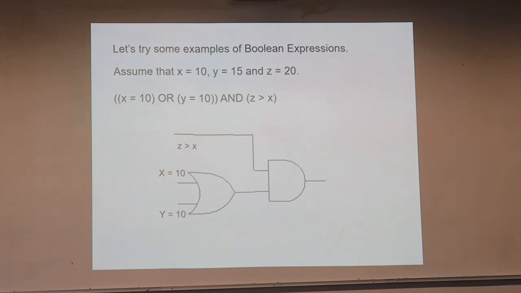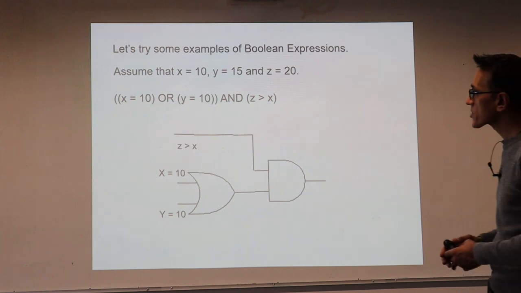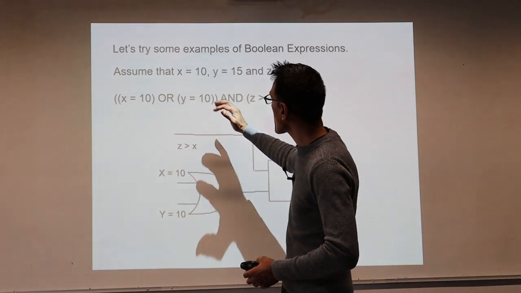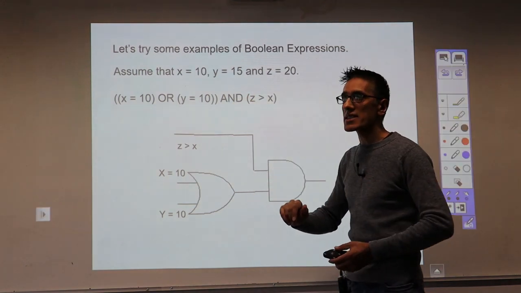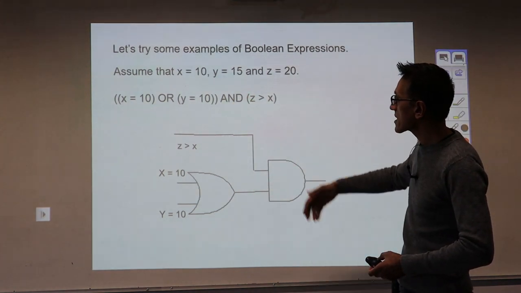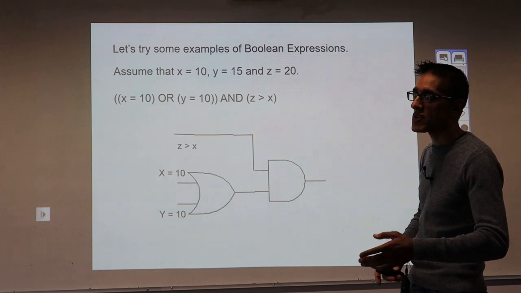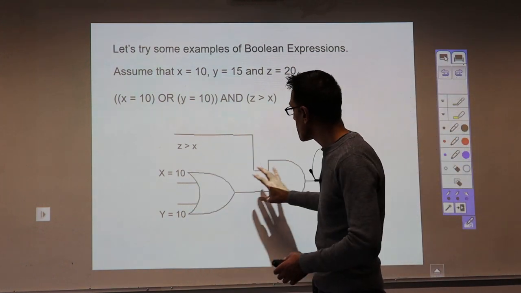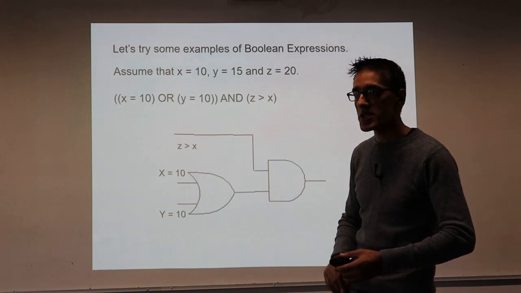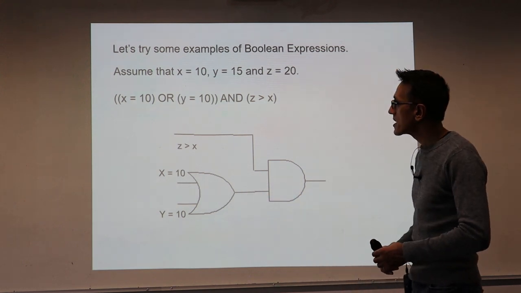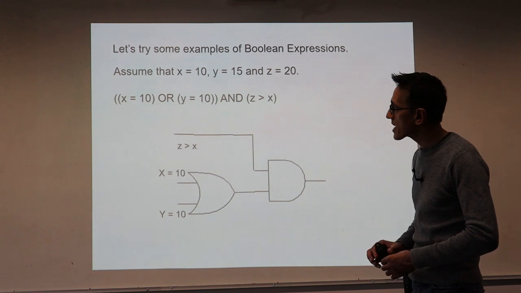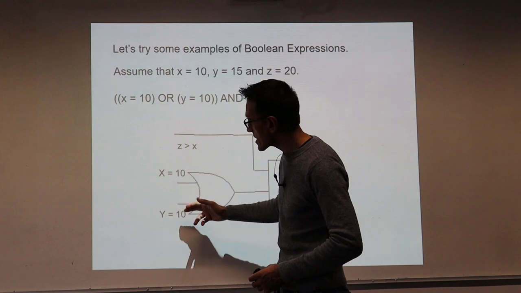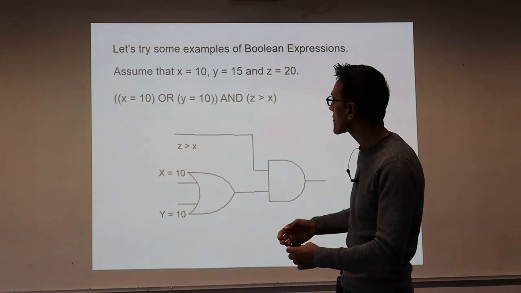Let's look at some examples of Boolean expressions. Here's one: X equals 10 or Y equals 10 and Z greater than X. Does that evaluate to true or false? Here are the inputs, shown now in a logic gate schematic format. X is 10, Y is 15 and Z is 20. Let's evaluate these input values first of all.